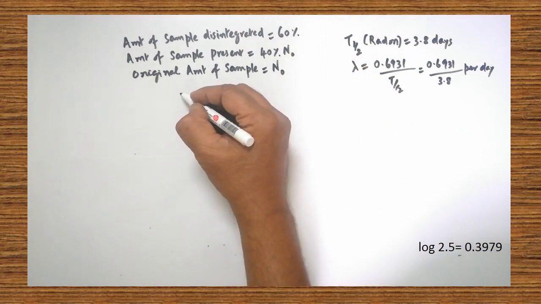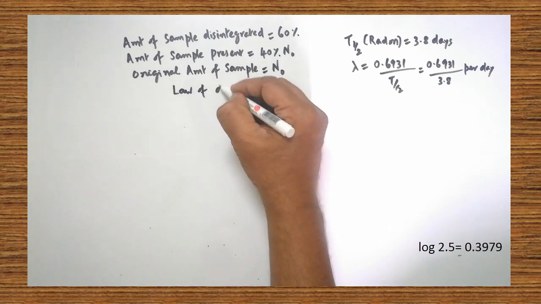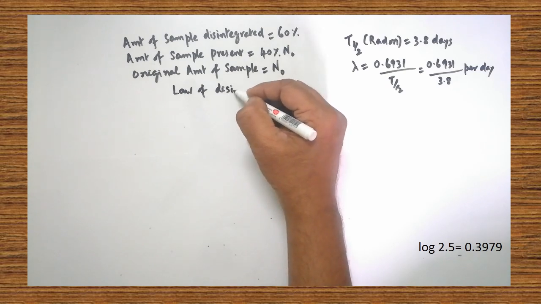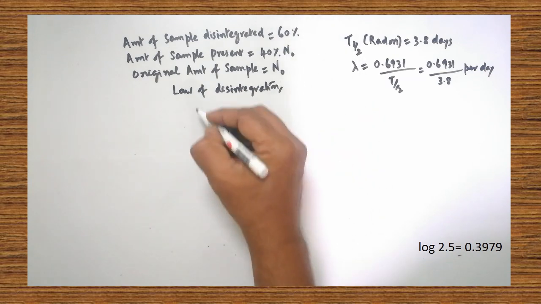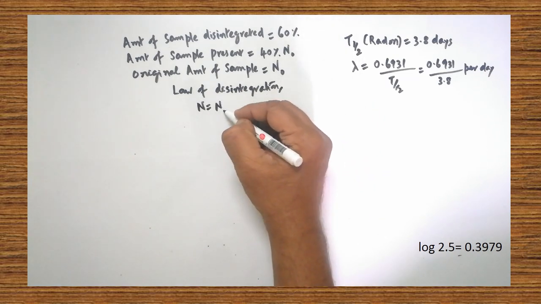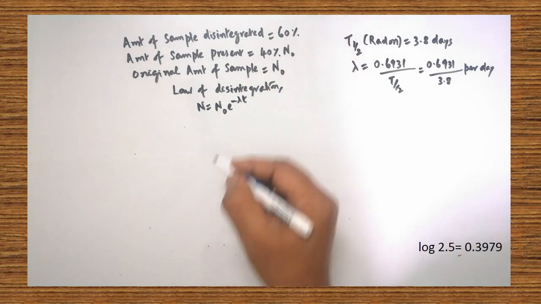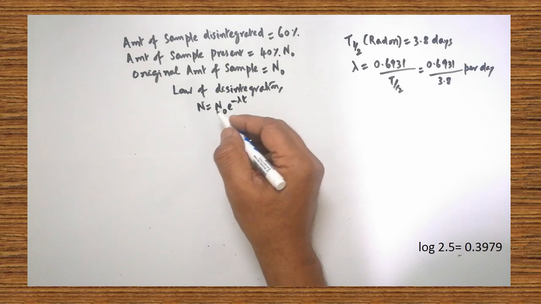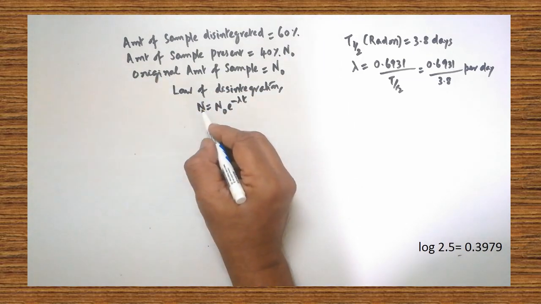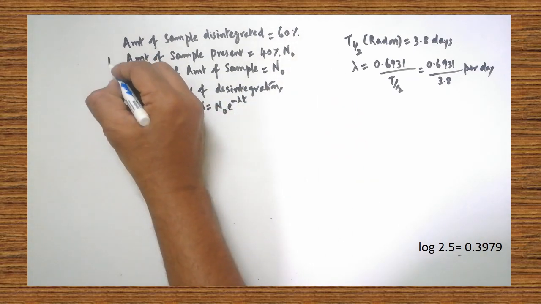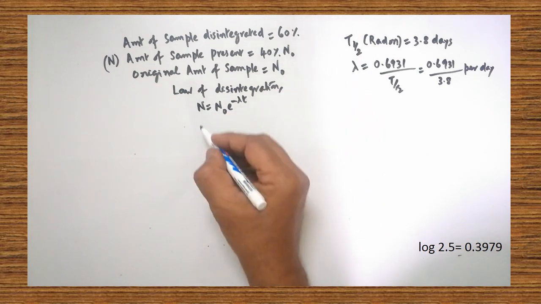We know the law of radioactivity. According to the law of disintegration, what is the formula? The very fundamental formula is N is equal to N naught e power of minus lambda t. So here N by N naught must be written. Here N naught is known. This is to be taken as N.